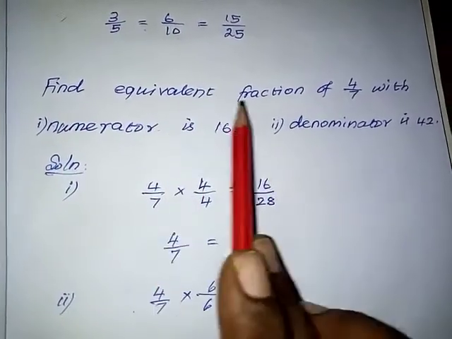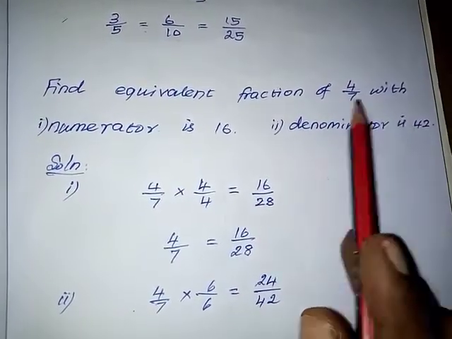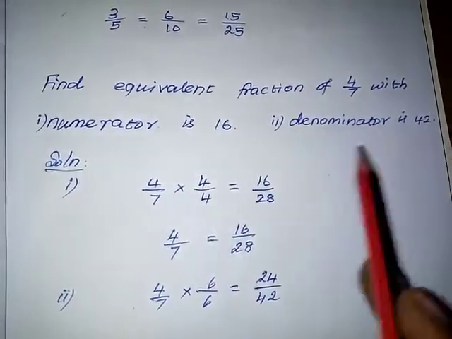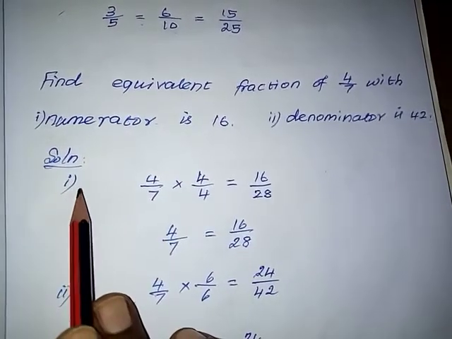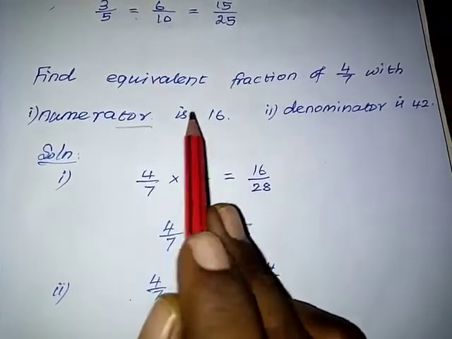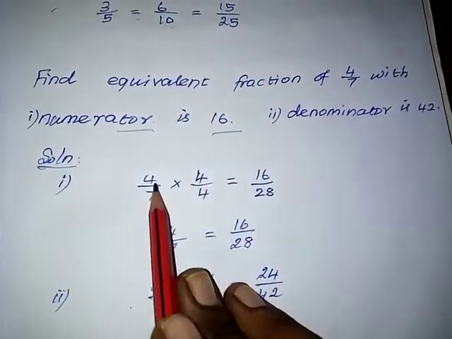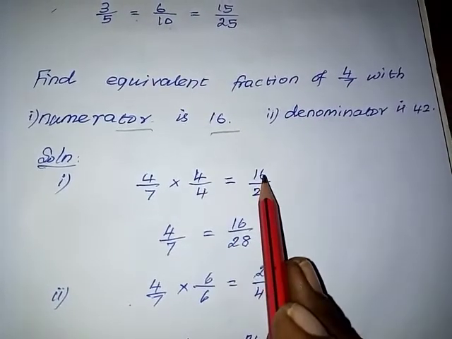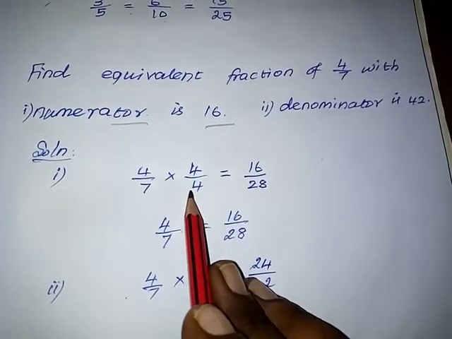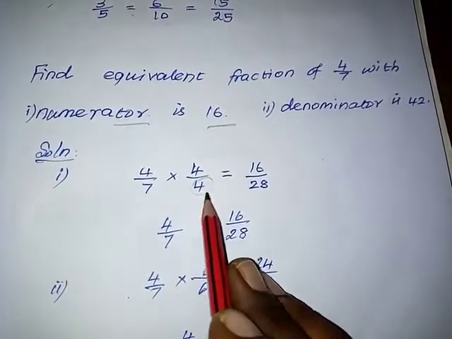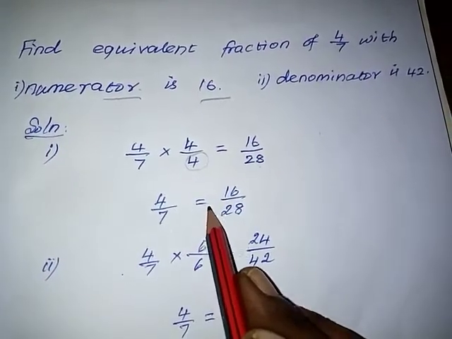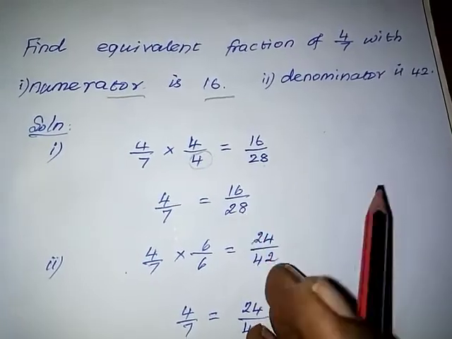Now find the equivalent fraction of 4 by 7 with numerator 16 and denominator 42. So, solution of the first sum. The given fraction is 4 by 7. So we get numerator 16. So 4 multiplied by 4 we get 16. So the numerator is multiplied by 4, so the denominator also can be multiplied by 4. So 7 4s are 28. So the required fraction is 4 by 7 equal to 16 by 28.